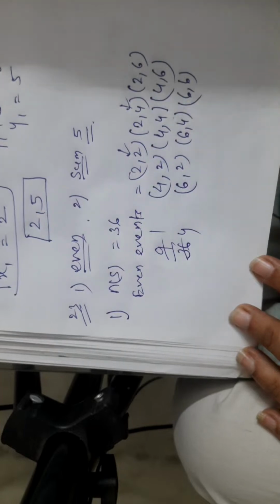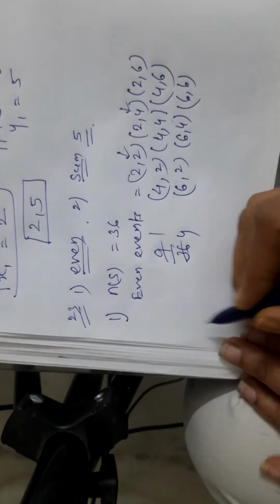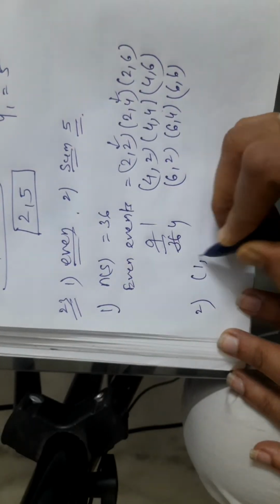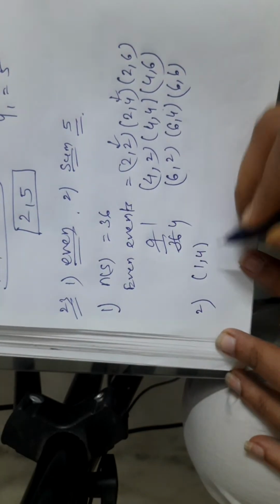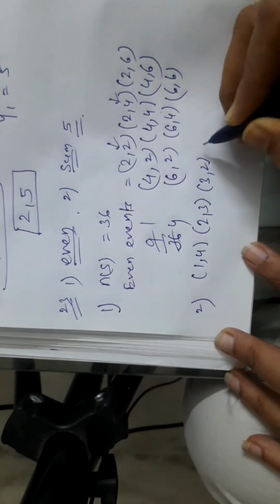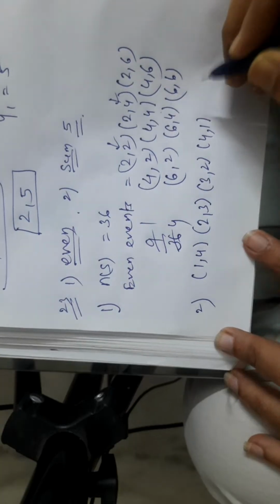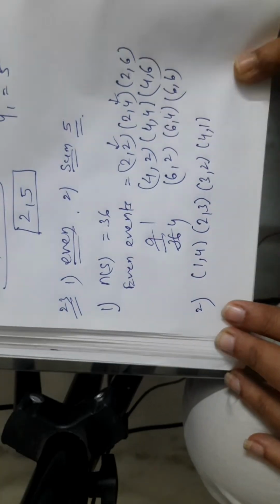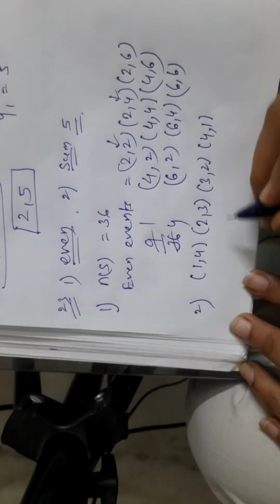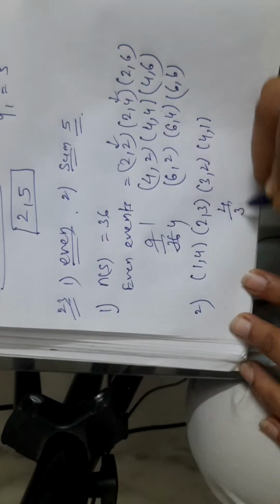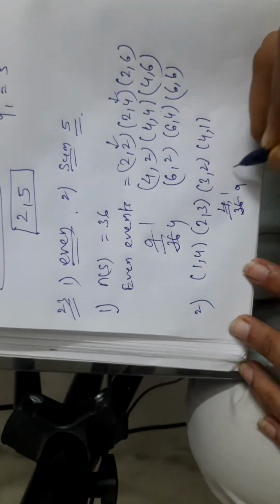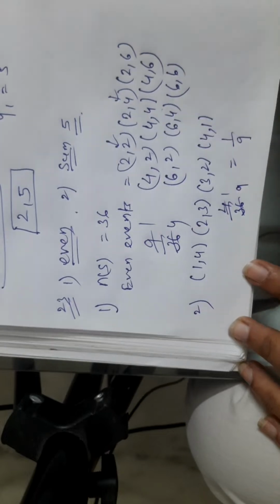Okay, the sum of the numbers is 5. The second part of the question: the sum of the numbers is 5. So the combinations will be (1, 4), 1 plus 4 is 5; 2 plus 3 is 5; 3 plus 2 is 5; 4 plus 1 is 5. So only 4 possibilities could be there. So finally, the probability will be 4 upon 36. Most of you maybe did the second question. Very good. So it's 1 by 9.